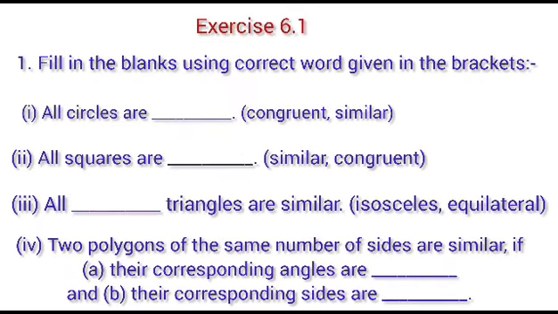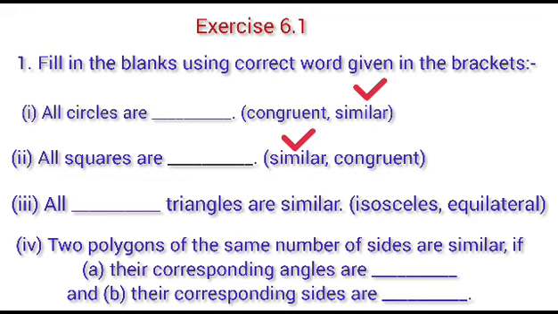Now let us move on to exercise 6.1. Fill in the blanks using the correct word given in the brackets. First question. All circles are dash. The answer is similar. All circles, even those having different sizes, are not congruent, so these circles are similar. Second one. All squares are dash. The answer is similar.